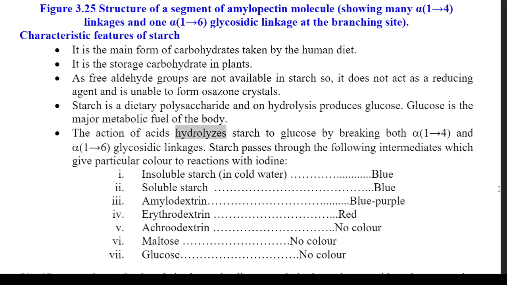The action of acids hydrolyzes starch to glucose by breaking both 1→4 and 1→6 glycosidic linkages. Starch passes through the following intermediates which give particular color to reactions with iodine. Insoluble starch, in cold water, blue. Soluble starch, blue. Amylodextrin, blue-purple. Erythrodextrin, red. Achroodextrin, no color. Maltose, no color. Glucose, no color.